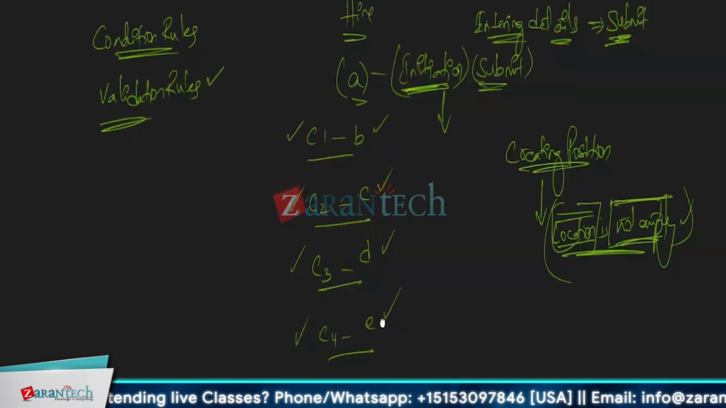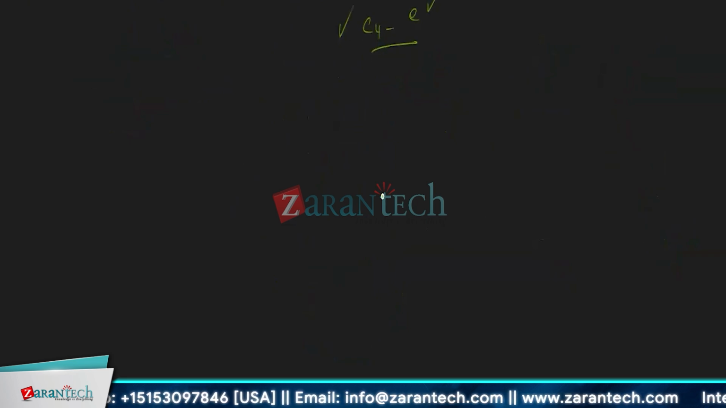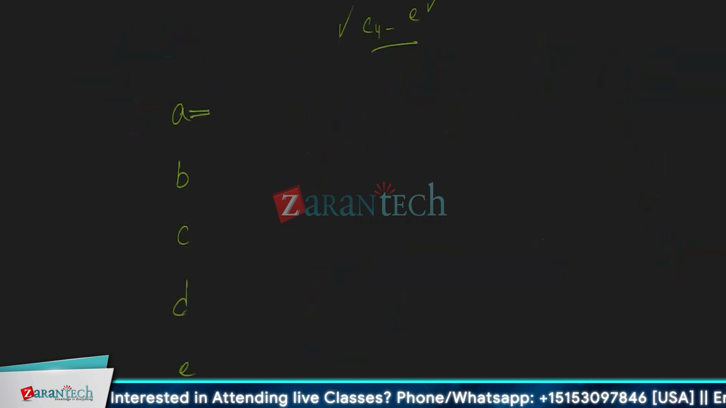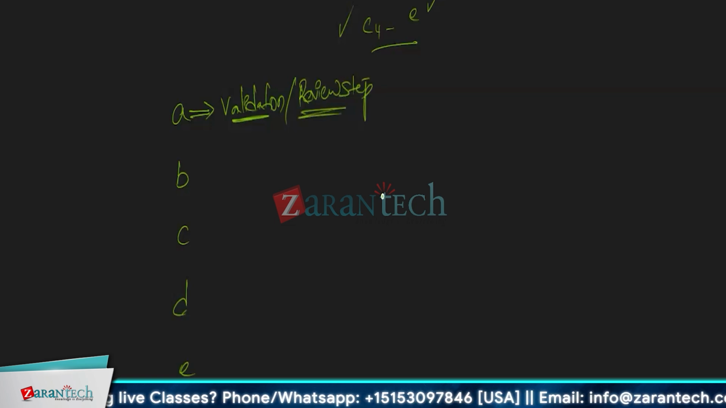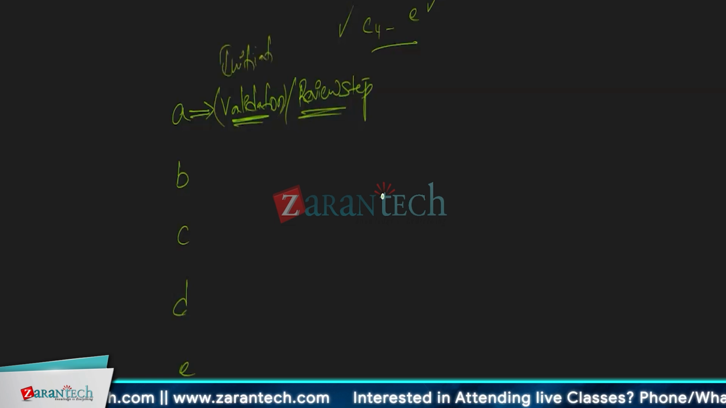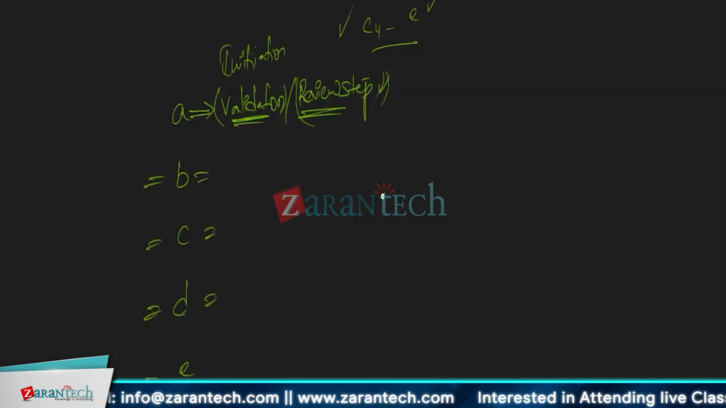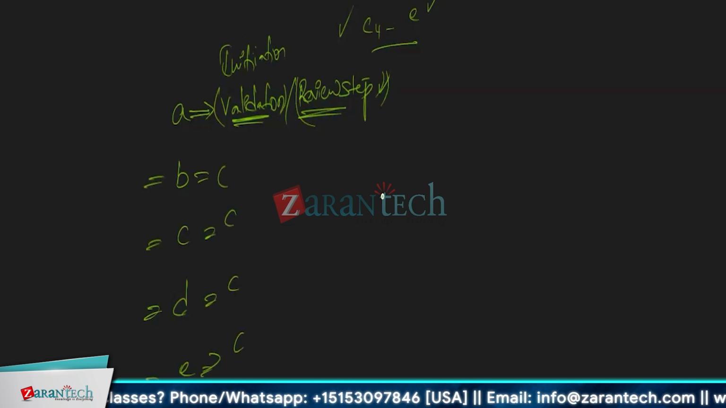Another concept is that validation rules are only used on certain types of steps. If I take A, B, C, D, E, on the initiation step you cannot use a condition rule. You can only use a validation rule. You can use validation rules on the initiation step, and you can also use them on the review step. So there are two places where you can use them: the initiation step and the review step. On the rest of the steps, you will use condition rules. On the initiation step, you cannot use a condition rule. You will only use a validation rule.